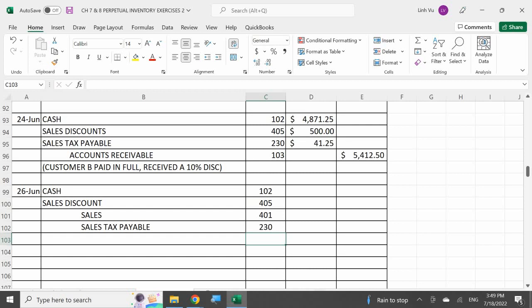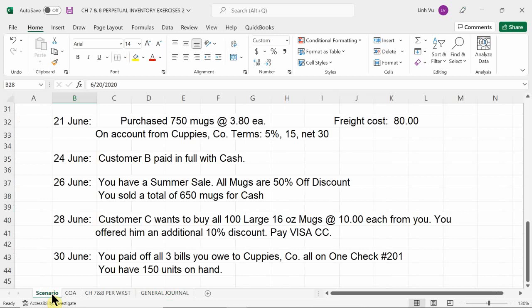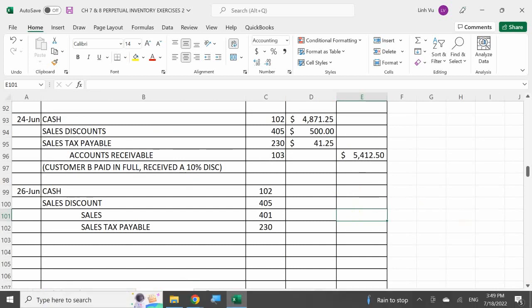Okay. So in this case, what was my original price? If I sold everything at original price, what was it if I sold a total of 650 mugs? What's my total sales? $6,500. Right? In this case, we need to record the original amount of sales first, then discount it, then calculate the tax based on the discounted price.